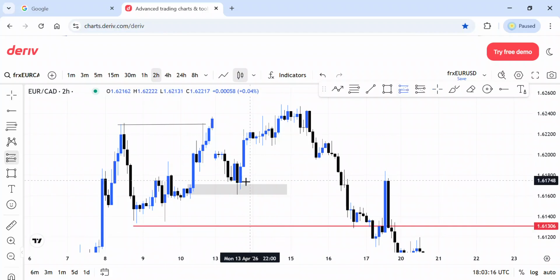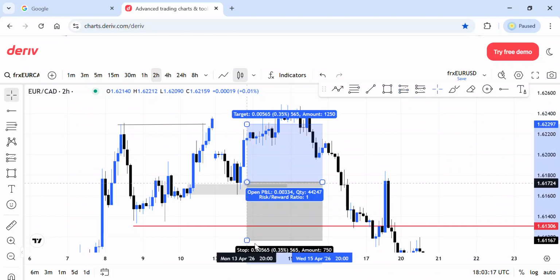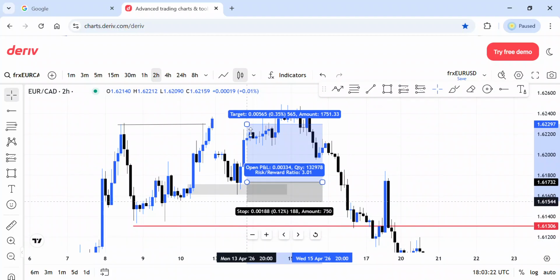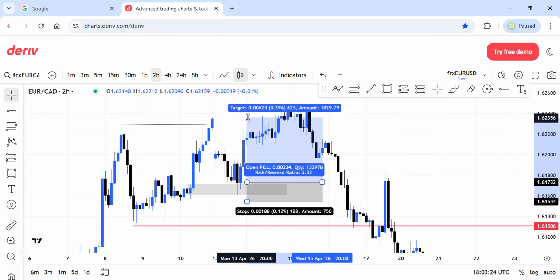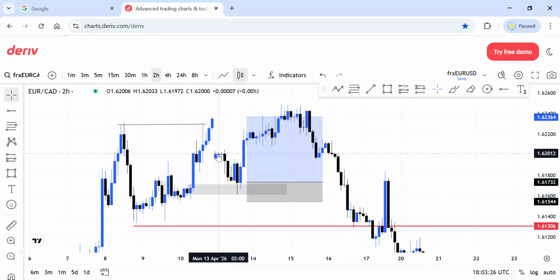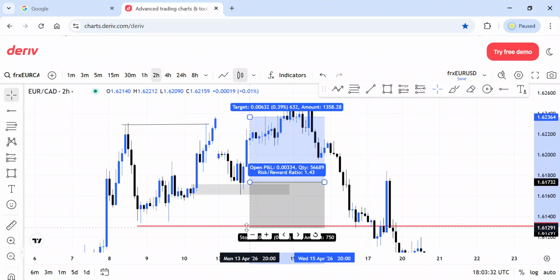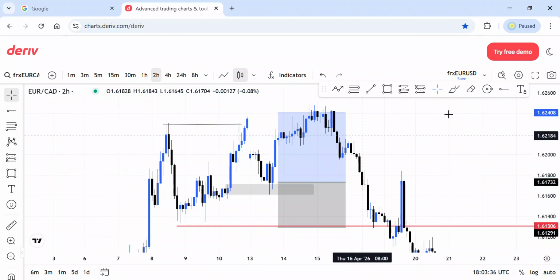Because this is a demand zone doesn't mean you should be placing your buy limit here, then your stop loss is going to be here. No. You don't put your stop loss here. You can easily be wicked out by the price action. All right, so if you are that kind of an aggressive trader, then your stop loss is going to be below this low, then you target the external range liquidity. That is how it works.